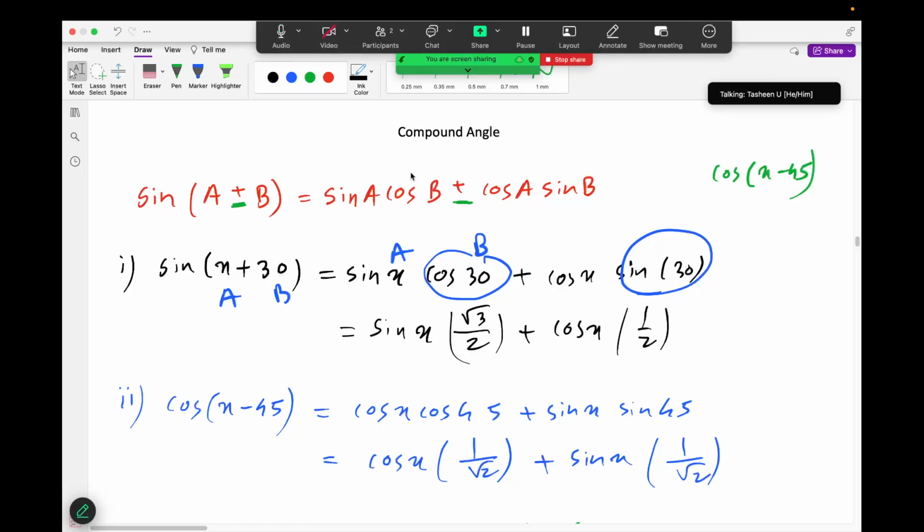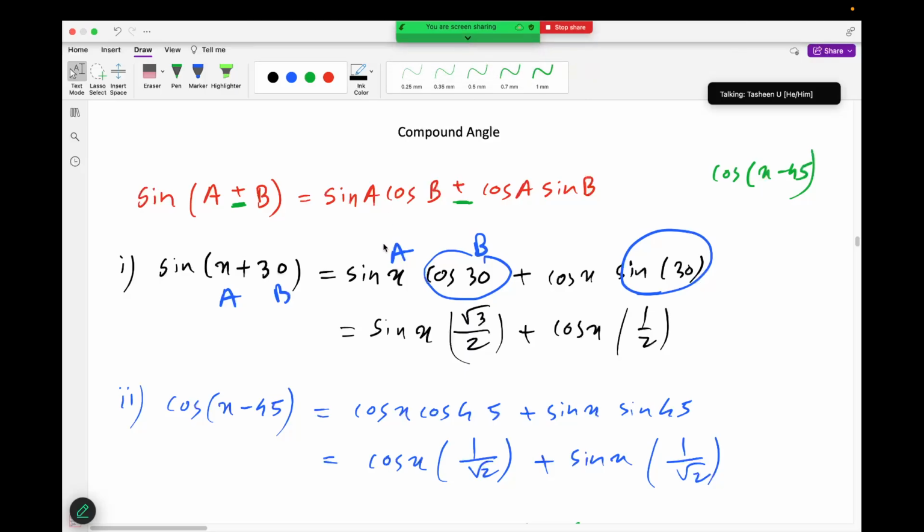Yeah, so that's why the calculator gives the answer in a rationalized fashion, and this is how they catch.